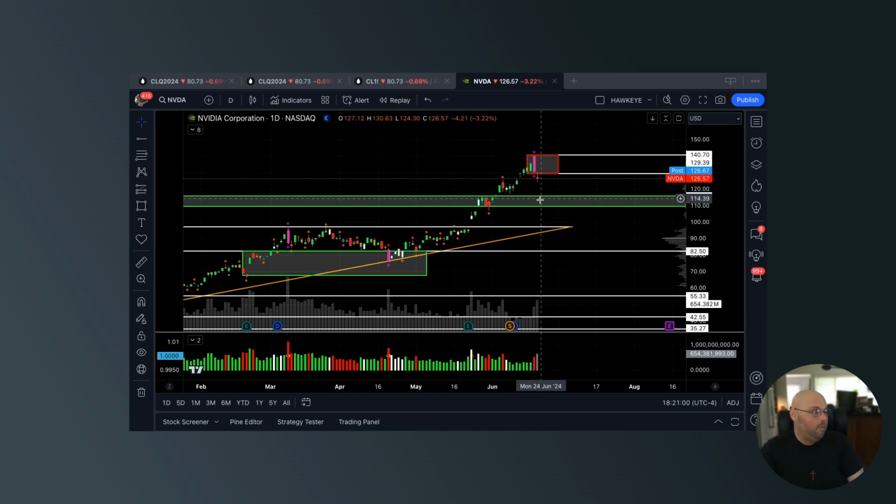I would probably want to consider averaging in here at this first layer of support. If it pulls back a little deeper, average in a little more. If it pulls back a little deeper, average in. And as you average in, your basis will continue to drop, meaning your averaged price won't be all the way up here. Depending on how many times and where you enter, it will average its way in, so you'll have a lower cost basis. That's what it's called, cost basis.